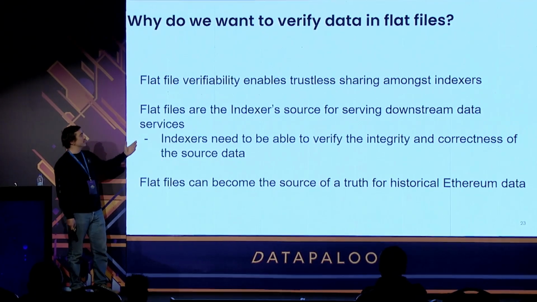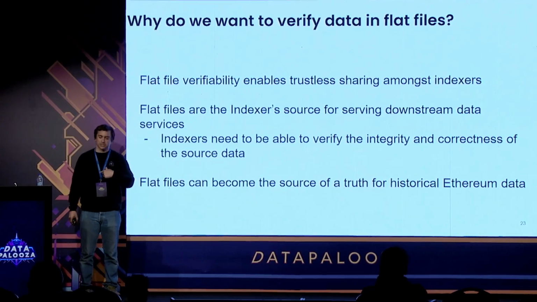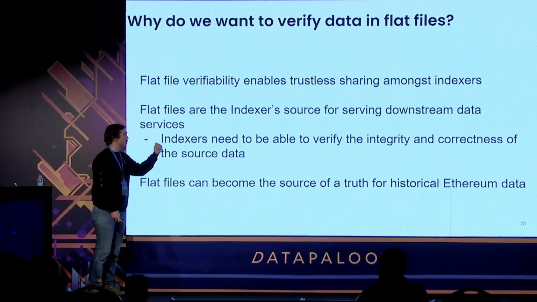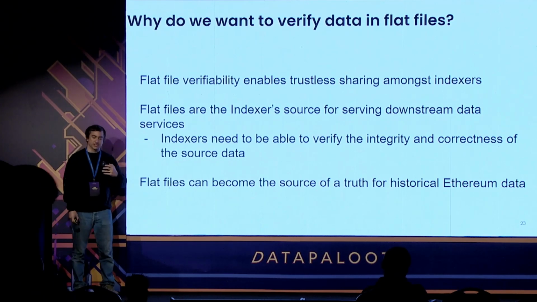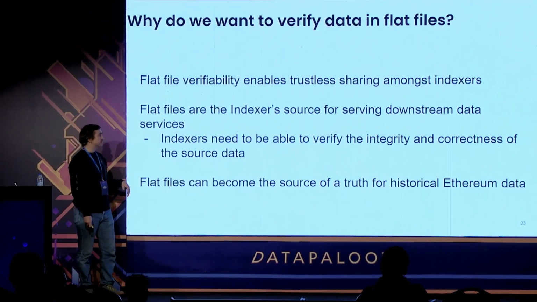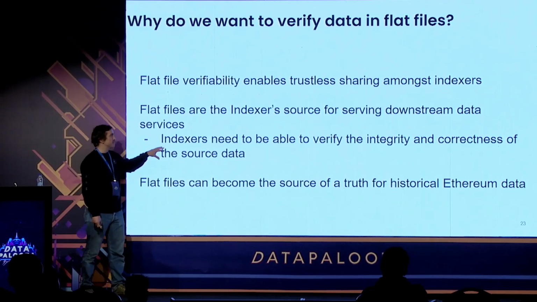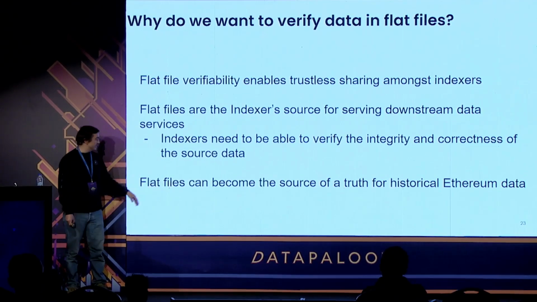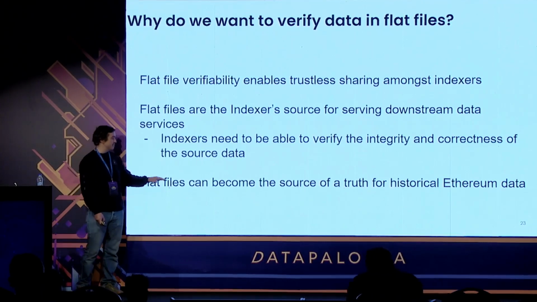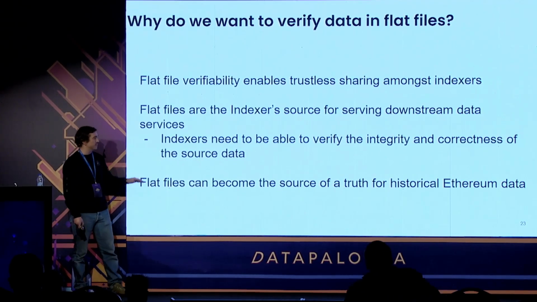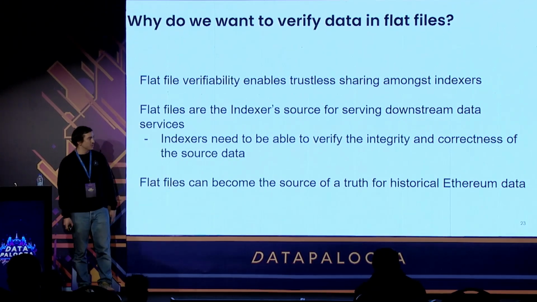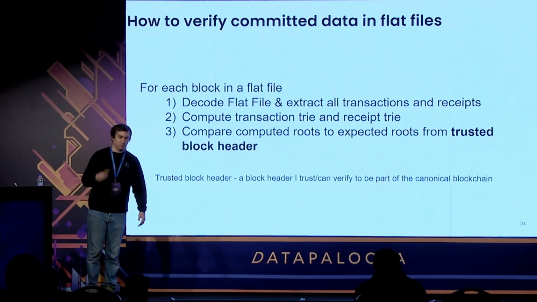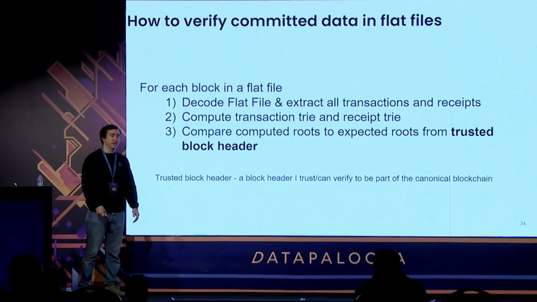Another important thing is that what we're ultimately concerned with in The Graph is how to verify the data integrity of data served by The Graph. Flat files are the source of all of indexers' data, and so they're the source for all downstream data services. We need a mechanism to verify that this source data is correct. The third observation is that if we can verify all these receipts and transactions for every block stored in all these flat files, then we have a verifiable source of truth for historical Ethereum data, which is where we say we have a potential solution for EIP-44s.